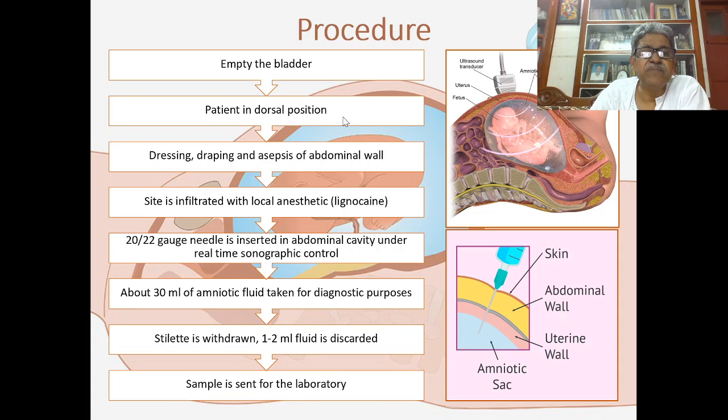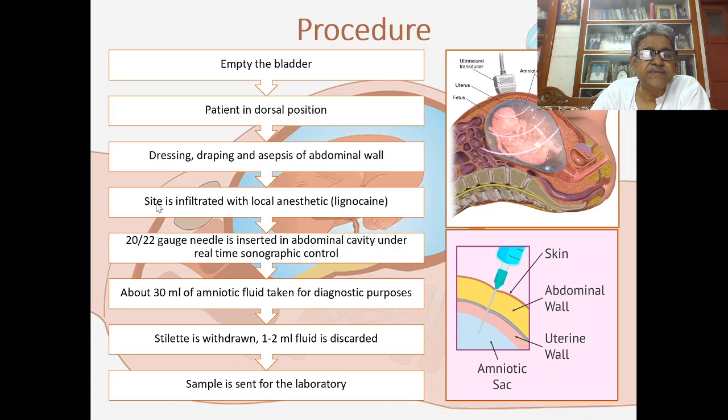Now the patient preparation. The patient must be kept in the dorsal position. After that, dressing, draping and asepsis of the abdominal wall are done for preventing infections, because due to invasion of the needle there may be a chance of infection. So the mother must be dressed and draped and must be aseptic.